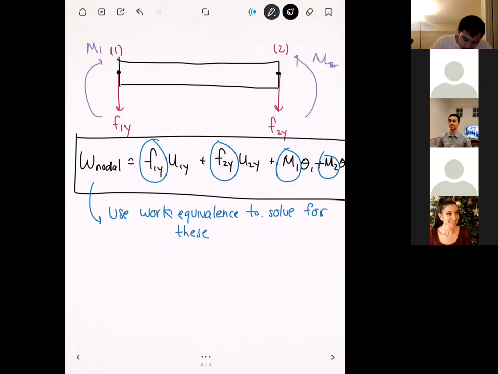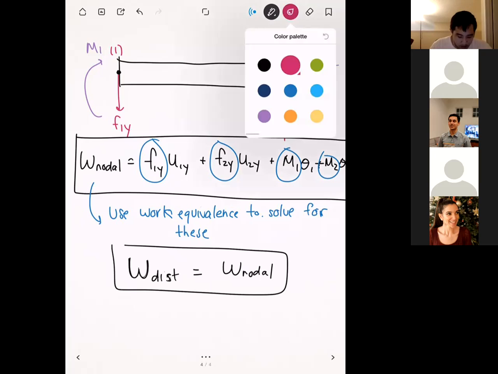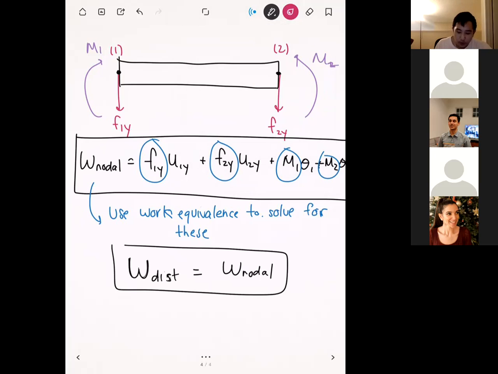All right. And so what we want to do is we want to set work distributed, which is on the previous page, equal to work nodal. Right. And then once we do that, we'll be able to perform the integration and then work out what these nodal loads are. Okay. All right. So there's only one problem here. So actually, this expression here for W nodal, this is fine. So we're going to keep this as is.